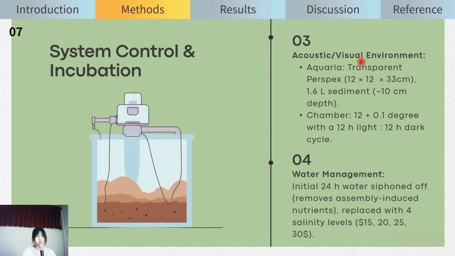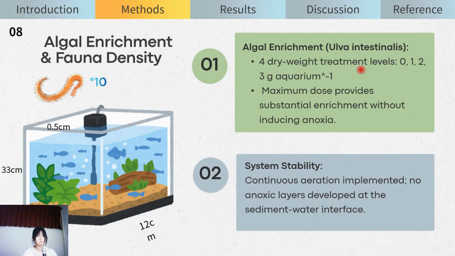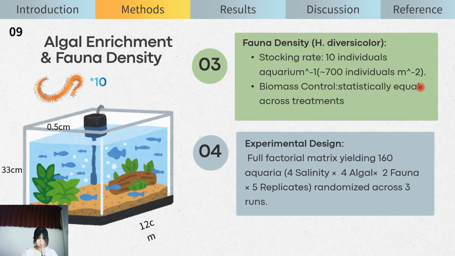The chamber ran on a 12-hour light and 12-hour dark cycle. For water management, the initial water was spawned off and replaced with brackish water at salinity levels of 15, 20, 25, and 30. For algal enrichment, we used four dry weight treatment levels: 0, 1, 2, and 3 grams per aquarium. For system stability, we used continuous aeration, and no anoxic layers developed at the sediment-water interface. We put 10 worms in each aquarium.